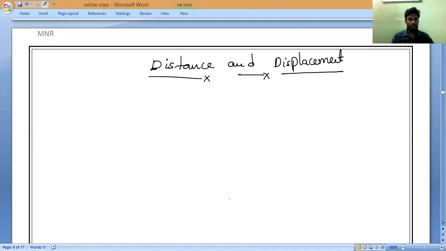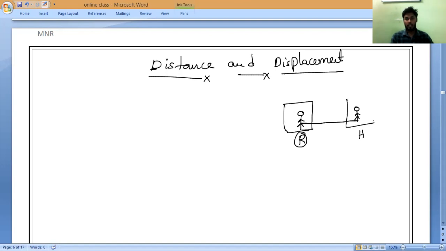Now let us understand what we mean by distance and what we mean by displacement. If you consider two points, A and B, for example, imagine this is Reddy's home, Chaitanya's home, and this is Hari's home. Now, I told Danishkar to move from Reddy's home to Hari's home. This is Reddy's home, and this is Hari's home.